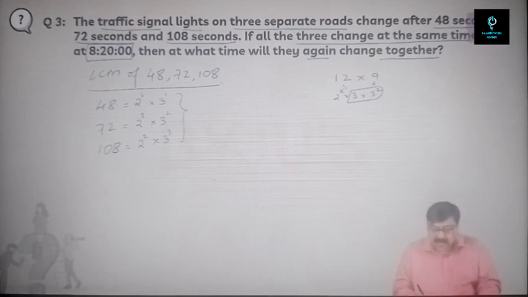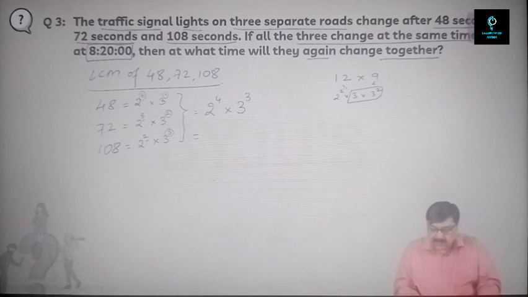Now let us take the highest powers. The highest power of 2 here is 4, 3, 2. So highest is 2 power 4. So 2 power 4 is what we get here. Highest power of 3: 1, 2, 3. So highest power of 3 here is 3 only, that is 3 cube.